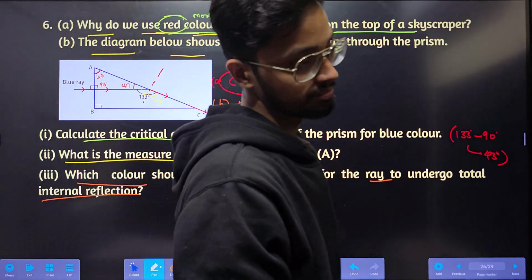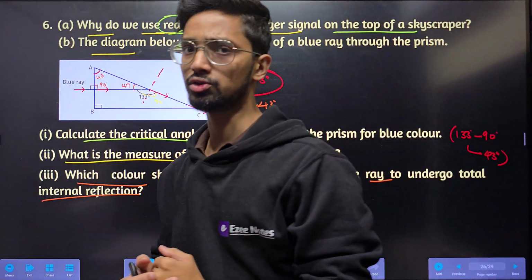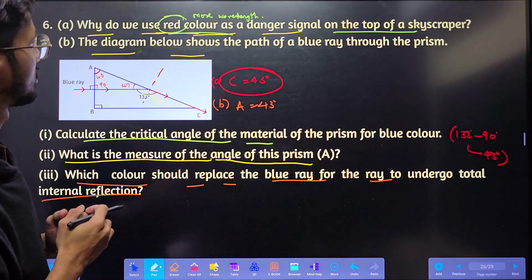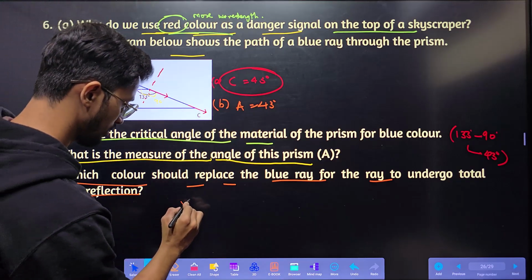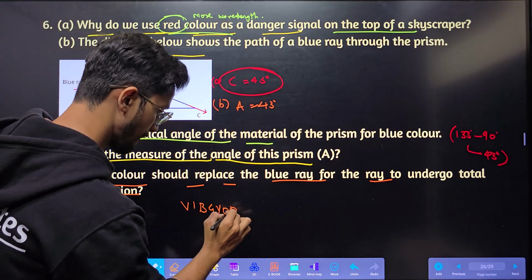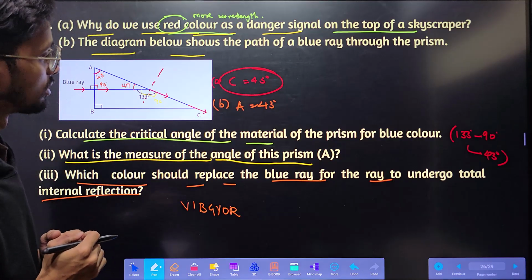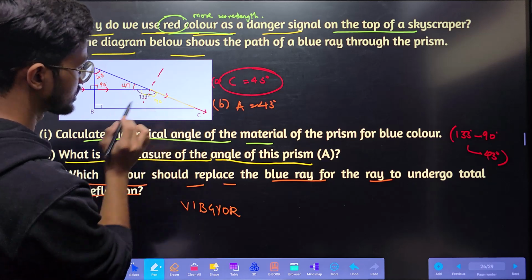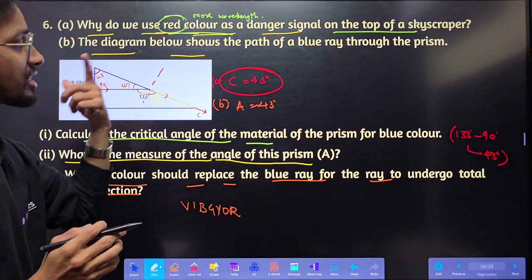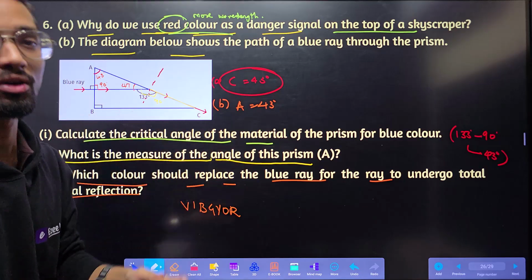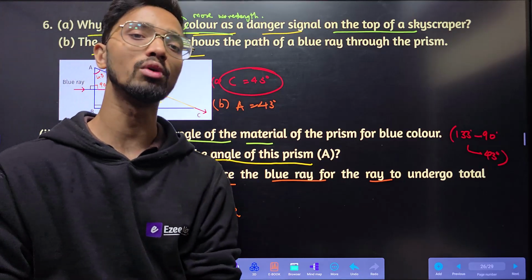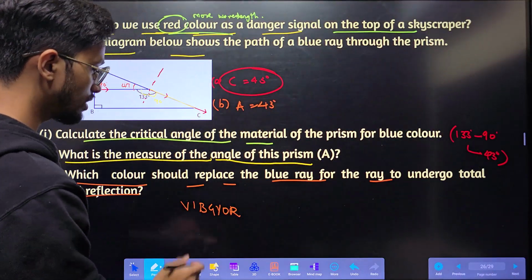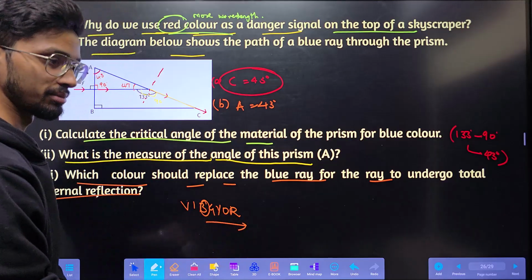Next. Which color should replace the blue ray for the ray to undergo TIR? To undergo TIR, the angle of incidence should be greater than the critical angle. The blue ray is at the critical angle here, grazing the path, right? To increase the critical angle, we should increase the wavelength, right? So we can use any of the colors with a longer wavelength than blue.